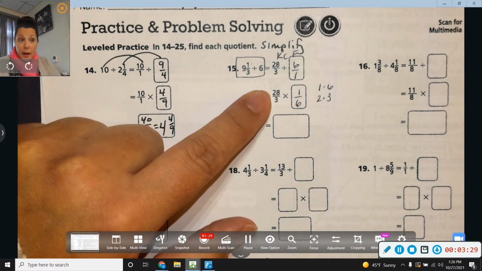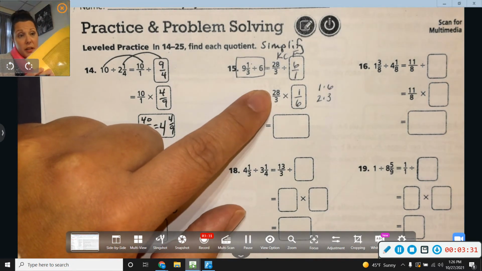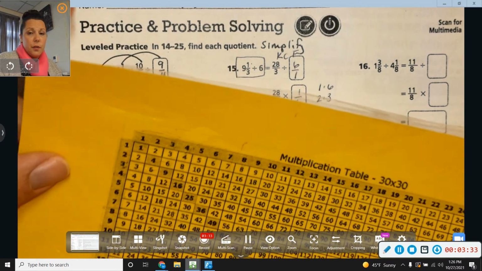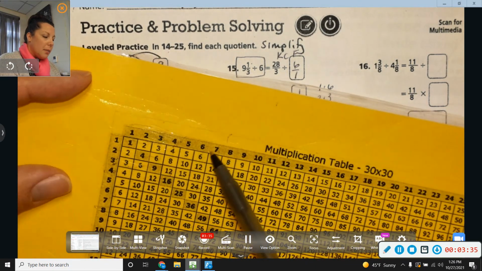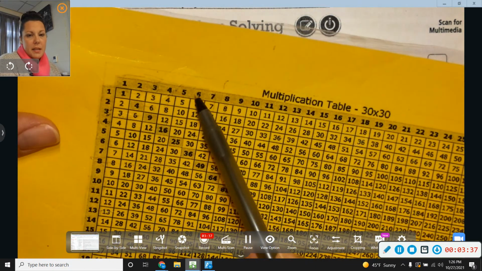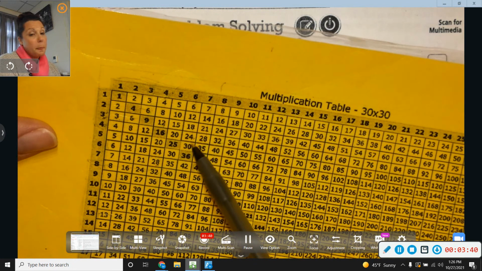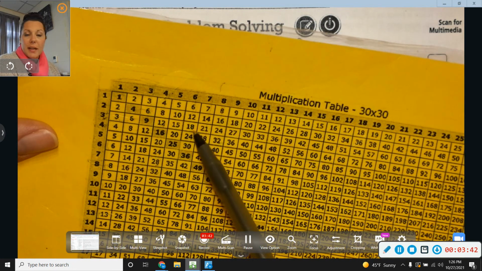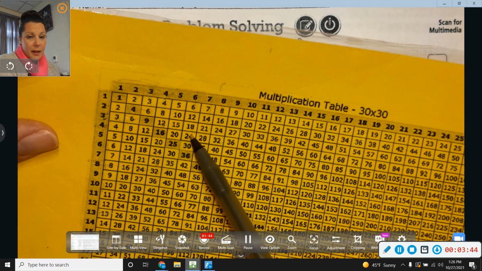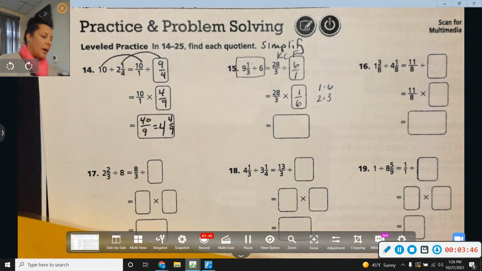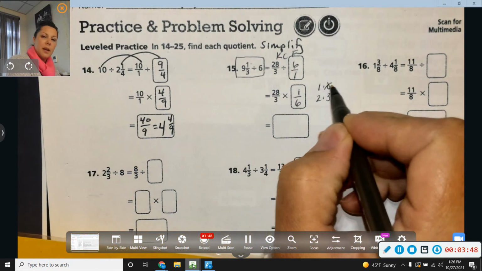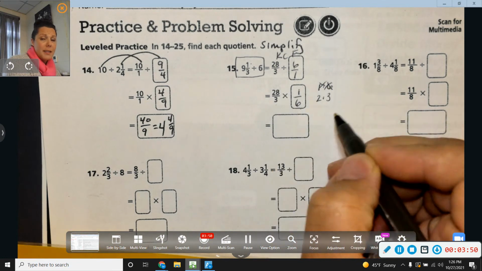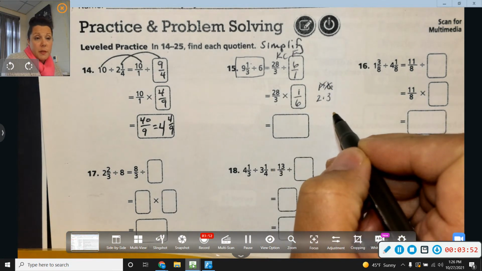How do I do that? You get one of these babies. Okay? These are your friends. So I'm going to go down my 6 column to see if I see a 28. I don't. So I know that 6 cannot be divided out of 28 evenly. So I can't use this one. I never want to divide out 1 because that doesn't help me at all. It just keeps the same number.